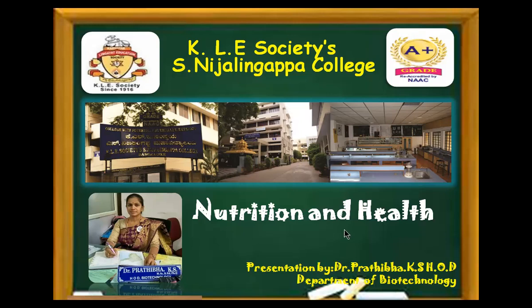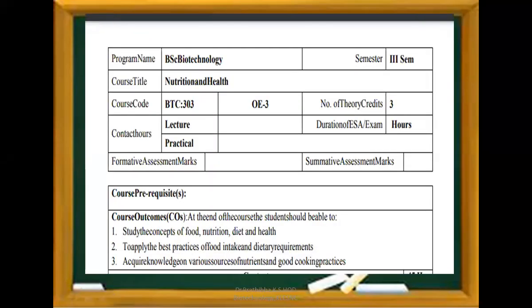This nutrition and health paper comes under the program BSc Biotechnology. Weekly 3 hours of classes will be taken. The course outcome of nutrition and health is to study the concepts of food and nutrition, diet and health, to apply the best practices of food intake and dietary requirements, and to acquire knowledge on various sources of nutrients and good cooking practices. So these are the outcomes of this open elective paper, nutrition and health.